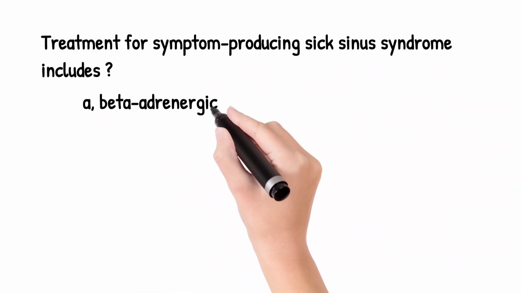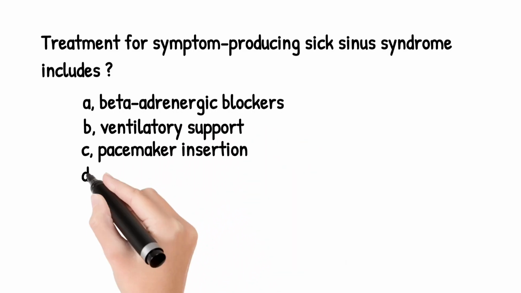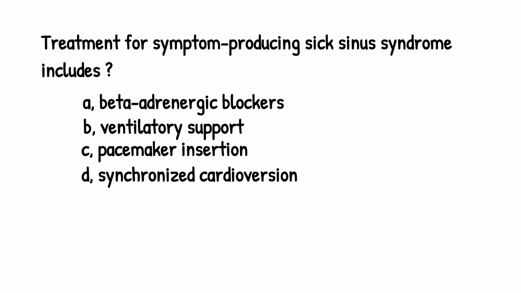Treatment for symptom-producing sick sinus syndrome includes Option A. Beta-adrenergic blockage. Option B. Ventilator support. Option C. Pacemaker insertion. Option D. Synchronized cardioversion.